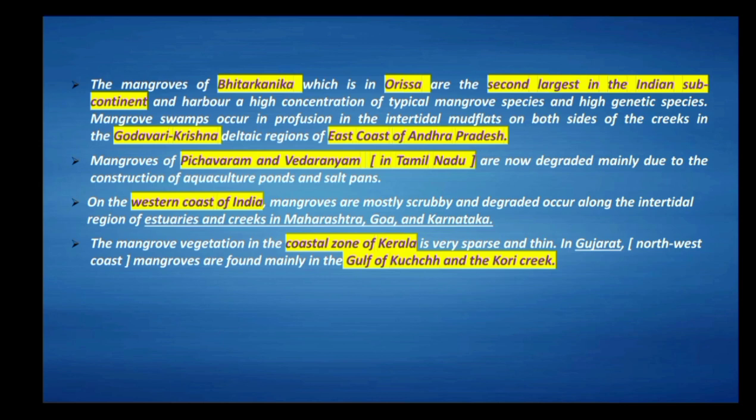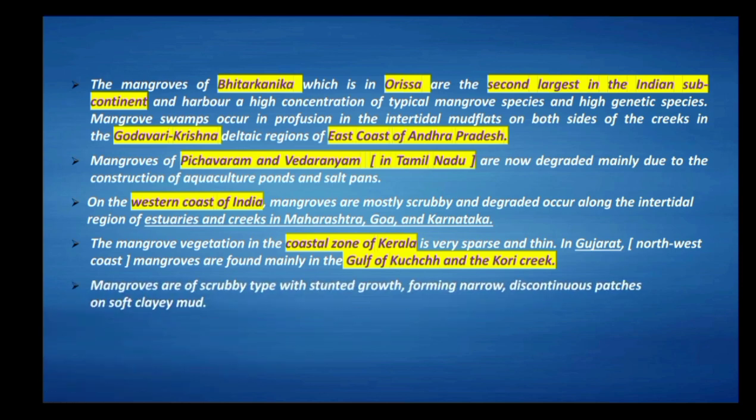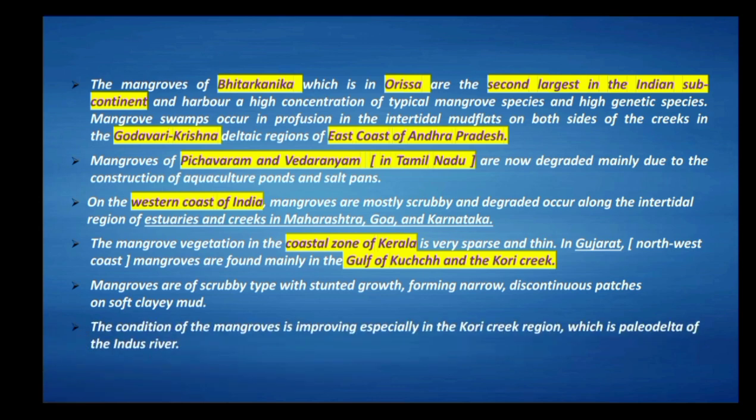In Gujarat, located on the northwest coast, mangroves are found mainly in the Gulf of Kutch and the Kori Creek. Mangrove area is of scrubby type with stunted growth, forming narrow, discontinuous patches on soft clay mud. The condition of mangrove is improving, especially in the Kori Creek region, which is the paleo delta of the Indus River.